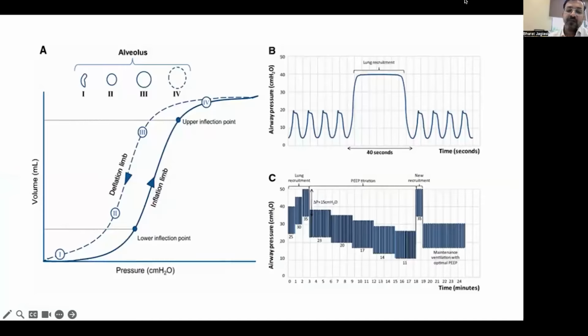So this is a PV loop. As we understand, we have to keep PEEP 1 or 2 above the lower inflection point. And beyond the upper inflection point, there's over-distension. We always keep our plateau pressure 1 or 2 less than the upper inflection point.